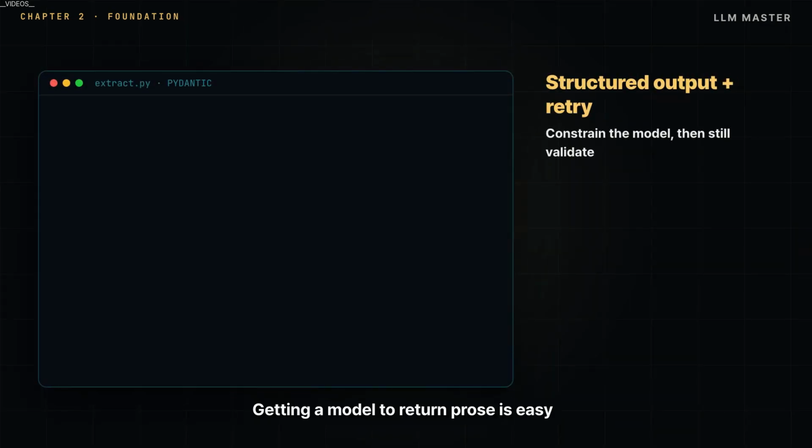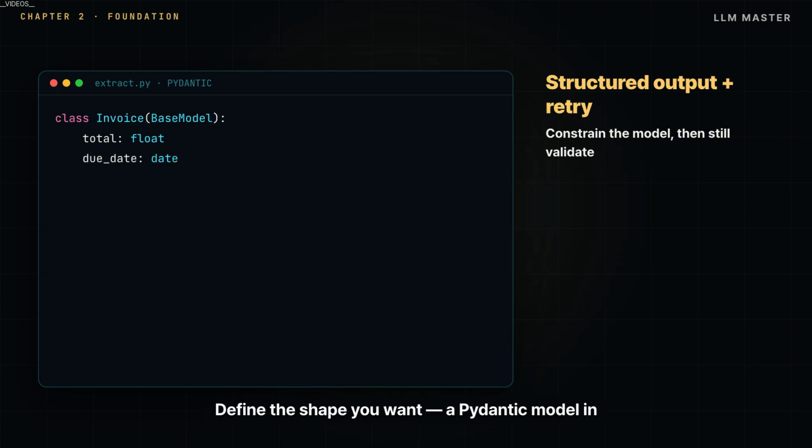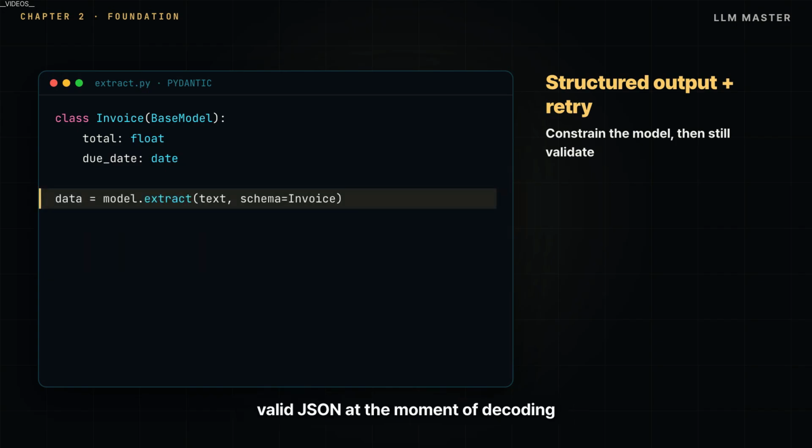Getting a model to return prose is easy. Getting it to return data your program can trust is genuinely hard, because a language model emits text, not a contract. The fix is to constrain it and then verify. Define the shape you want, a Pydantic model in Python or Zod in TypeScript, and either pass that schema to the model as a tool it must call, or use a strict output format that guarantees valid JSON at the moment of decoding. But here's the part people skip.